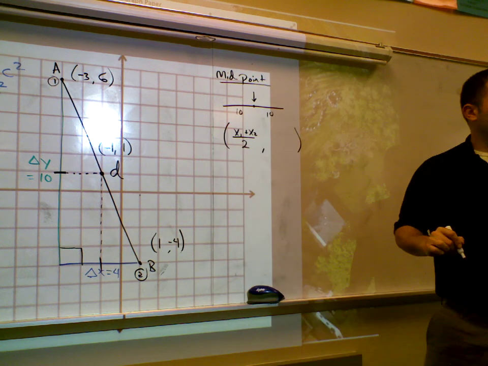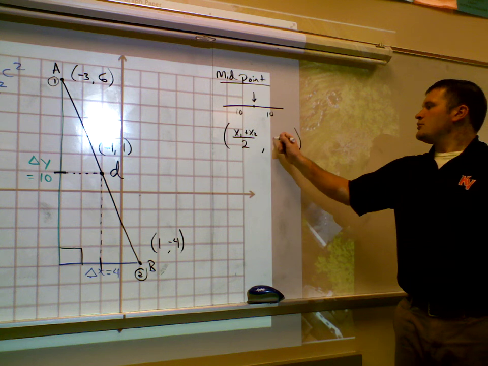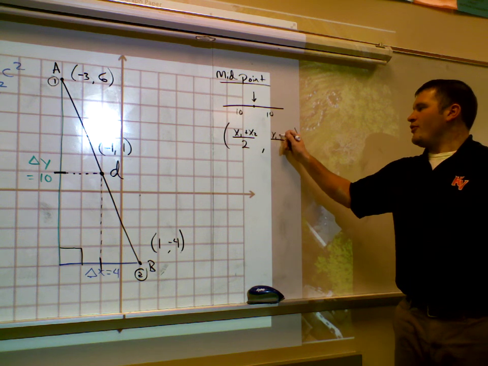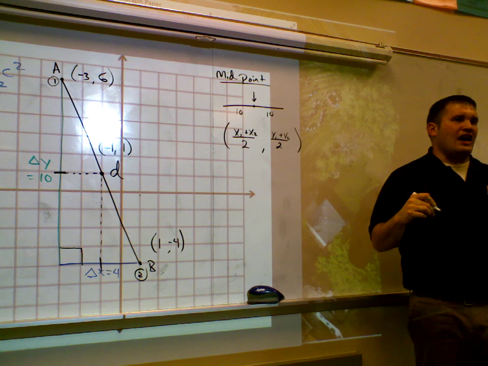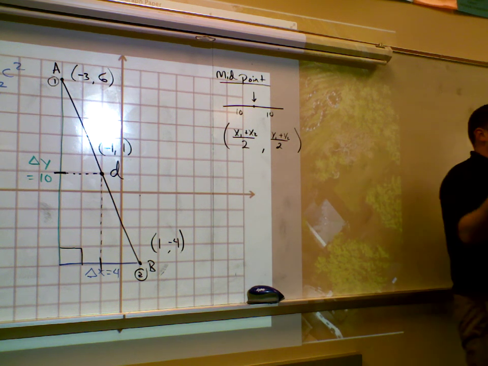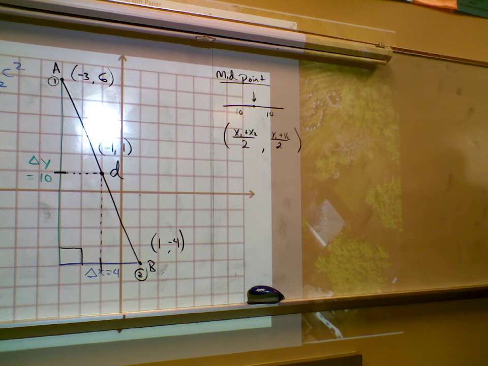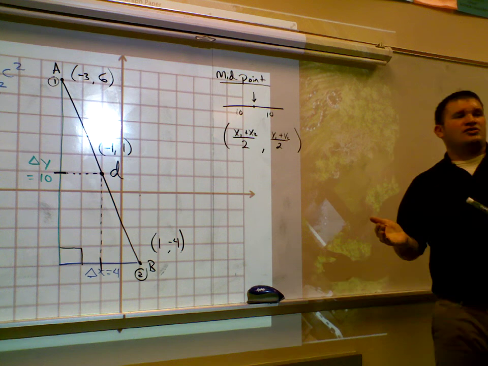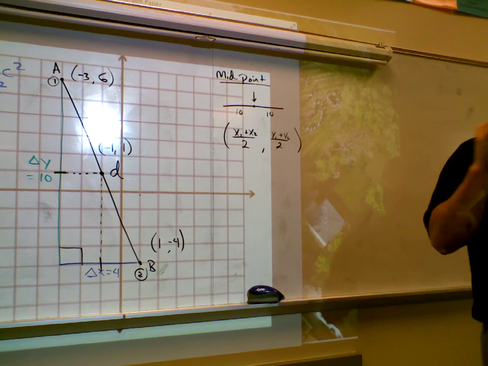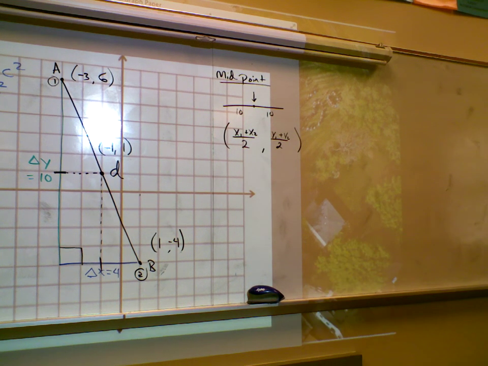Then it'd be y1 plus y2 divided by 2. So the midpoint of a line, guys, you can think of it as the average x, comma, average y. And since I only have 2 points, it's always add the 2 together and divide by 2. So I'm trying to find my average x, average y. Does that make sense, guys?